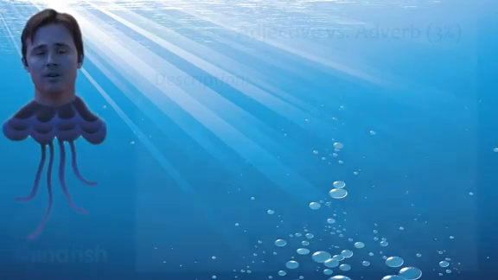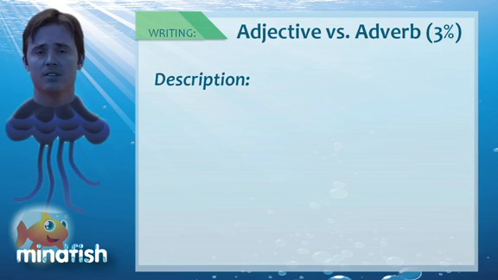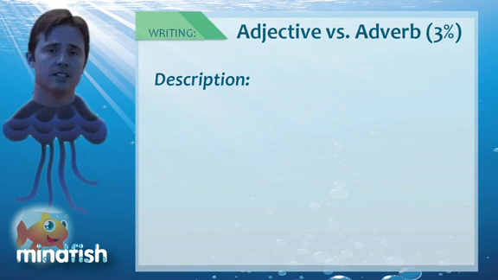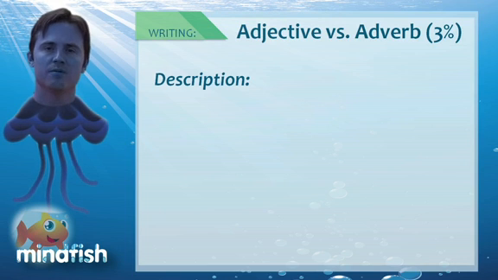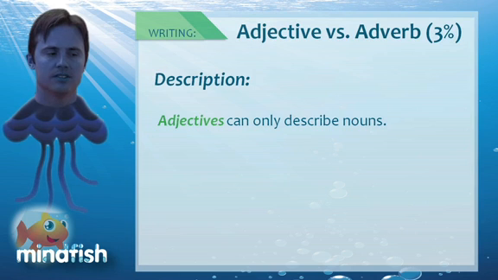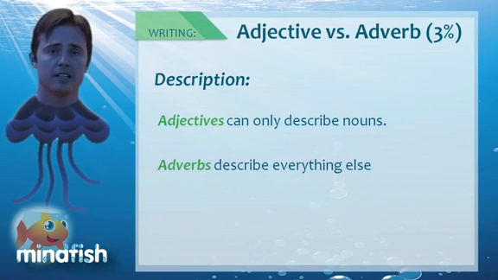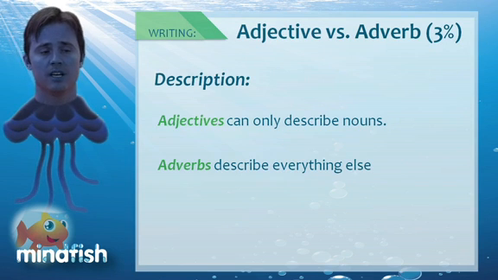Hello! Today we're going to be talking about adjective versus adverb questions on the SAT writing. These represent about 3% of the questions on the SAT writing section, and they're pretty straightforward if you know what to look for. Adjectives describe nouns. That's it. They can't describe anything else. Adverbs, on the other hand, can describe adjectives, verbs, and other adverbs.